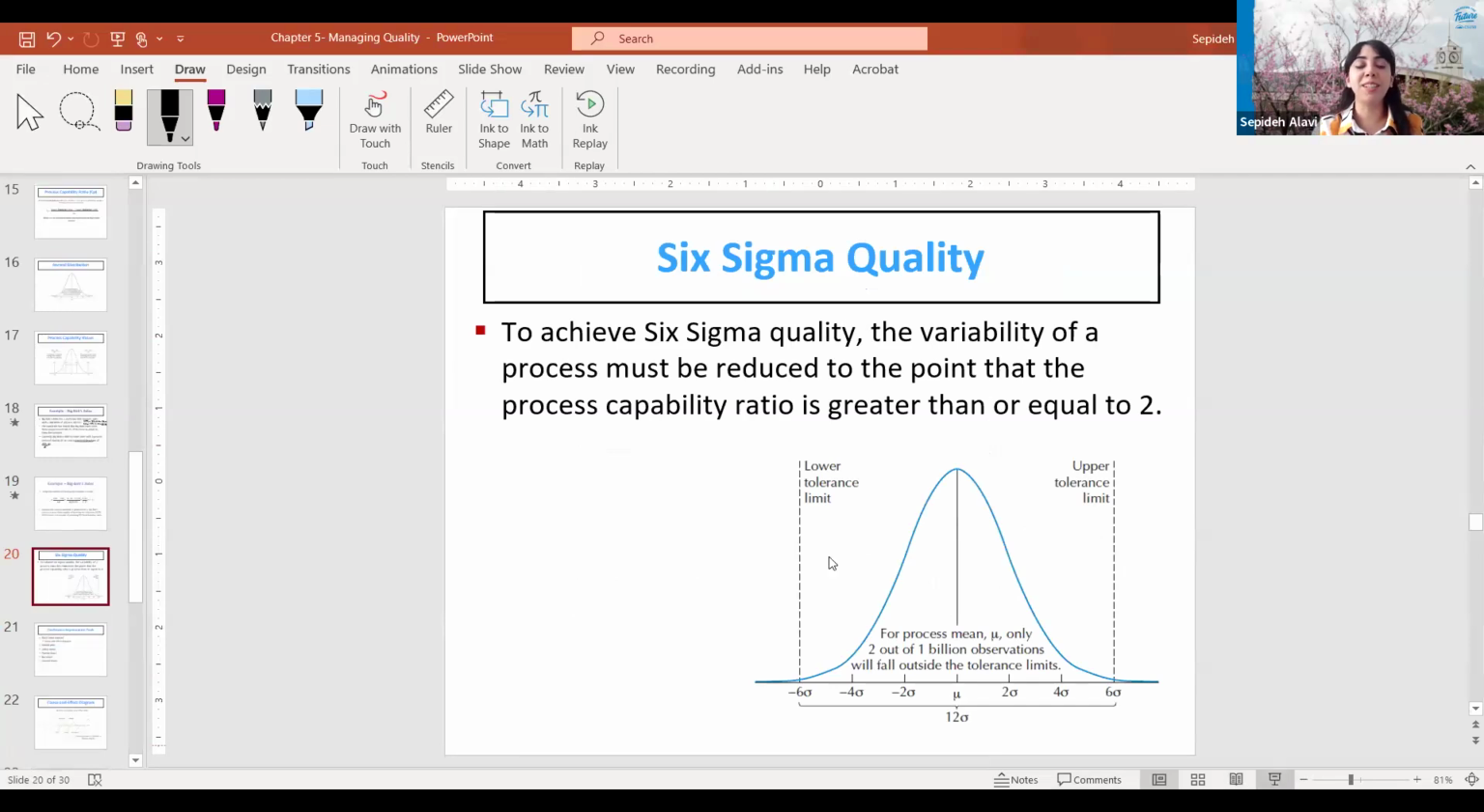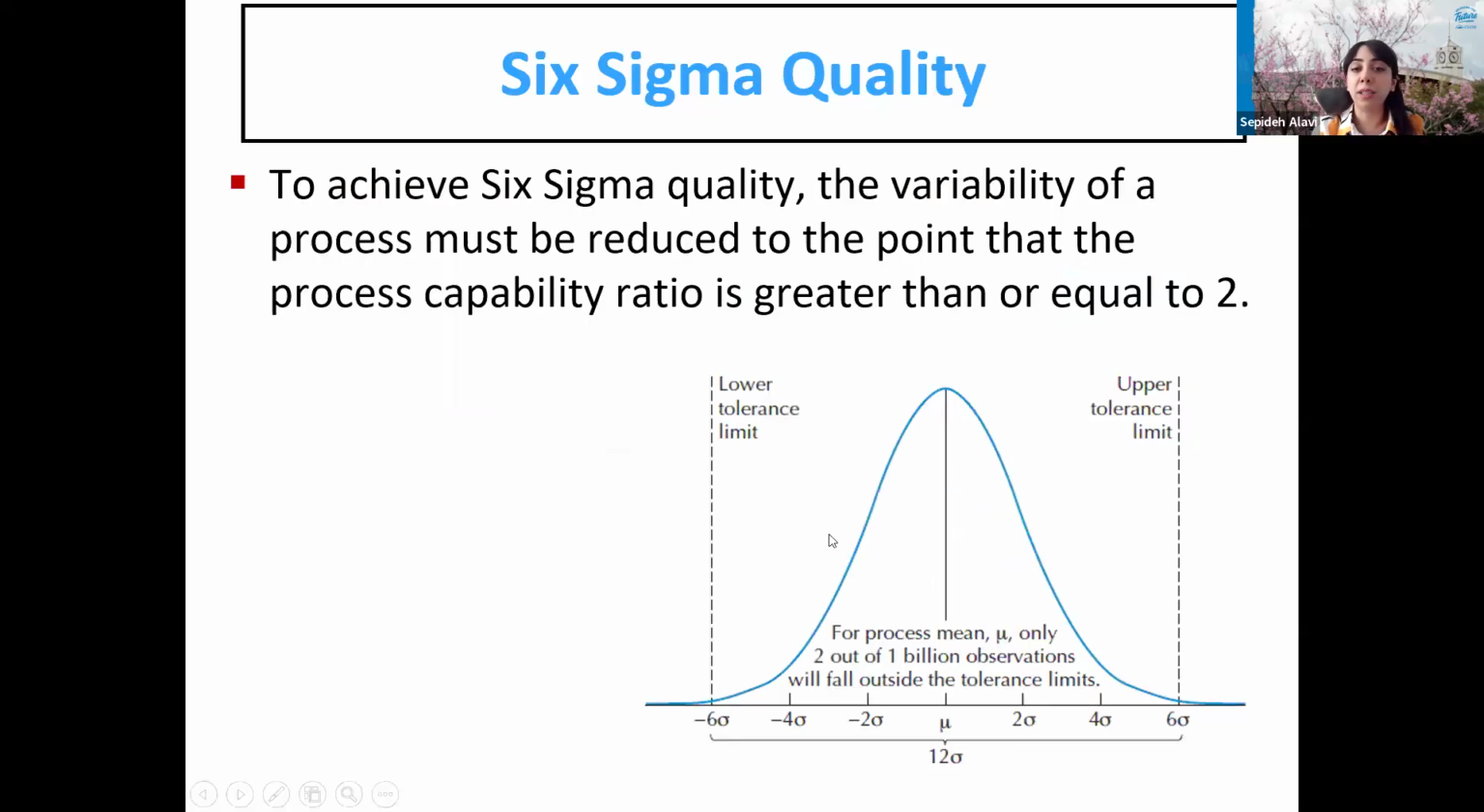Well, that brings us to the idea of Six Sigma quality. It takes us steps further. The organizations that have achieved Six Sigma quality have really superior quality levels. And achieving Six Sigma quality is very difficult in practice. It requires a lot of effort and a lot of improvement.